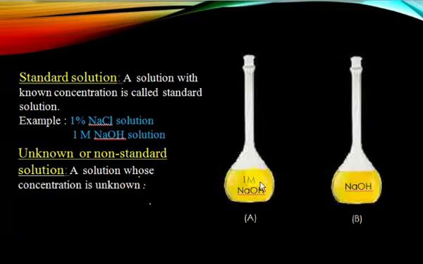What does the term molar mean? Molar is short for molarity, and molarity is another unit for concentration. So any solution that is labeled like this, with 1 molar or 1% or 1 normal or 1 mole fraction, must be called a standard solution. Here we have another volumetric flask. Here we write NaOH, so it is a solution. It is an unknown solution because there is no numerical value given, so it is an unknown solution.